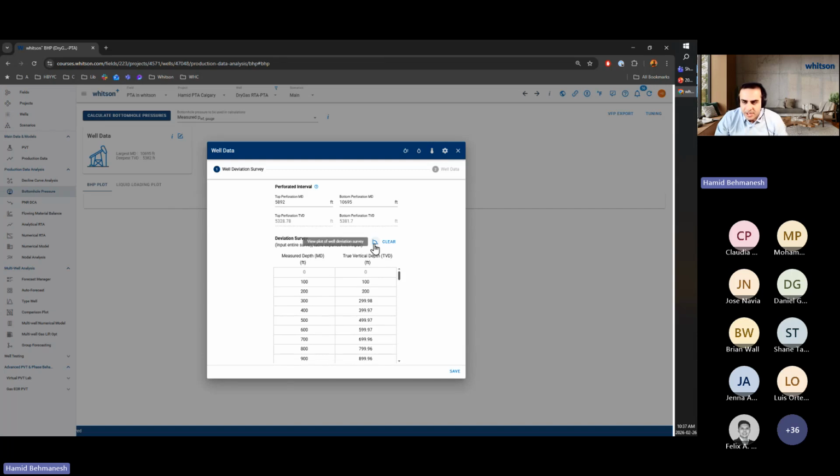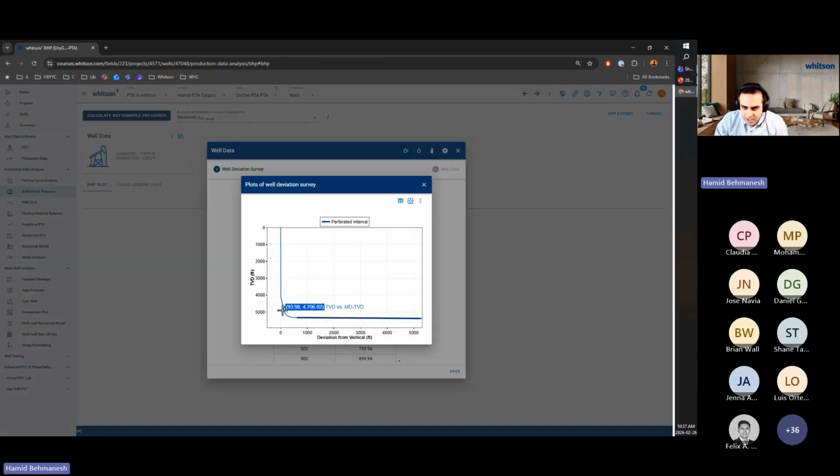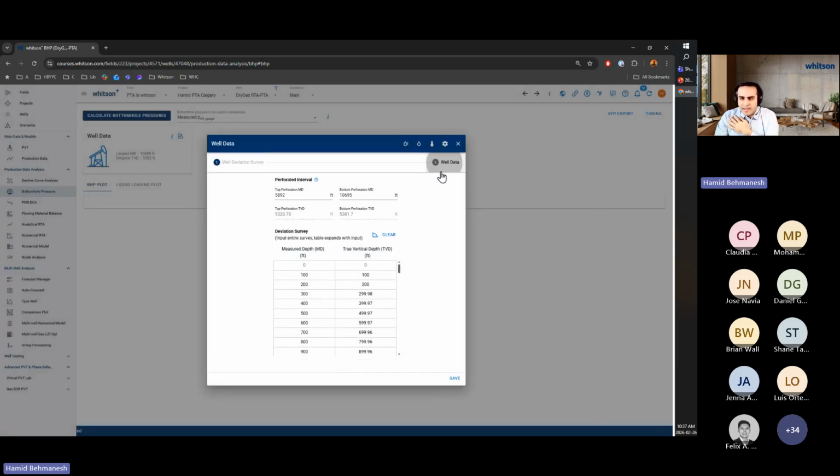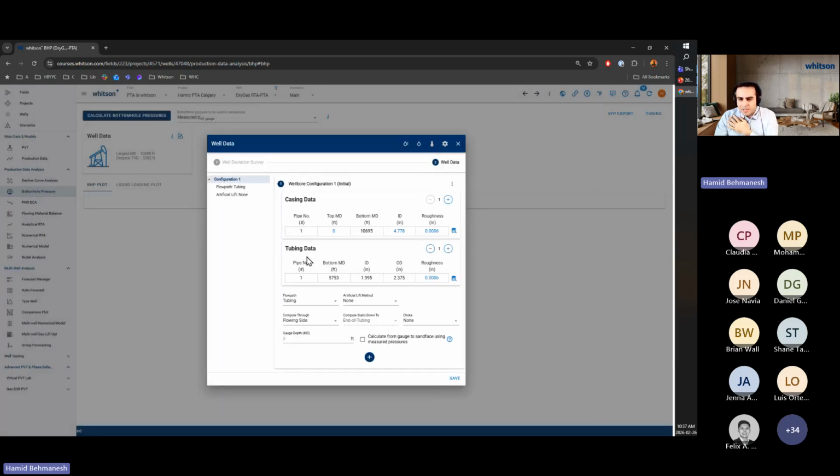This is the well deviation survey. With the well deviation survey, this is where the well is landed, close to 55 TVD. And I make sure the temperature and pressure are consistent here at that depth. In the well data, there's a casing, also there's a tubing that is installed from day one, and the flow path is taking place through the tubing. In the compute through, there's a flowing side and there's a quiet side. So which one is your preference?